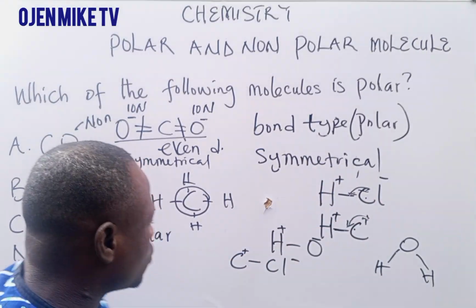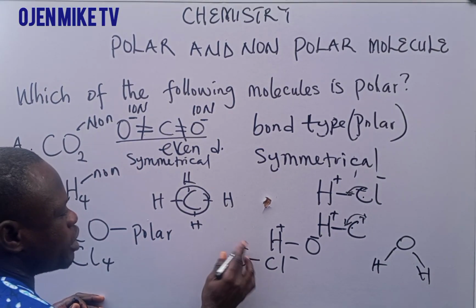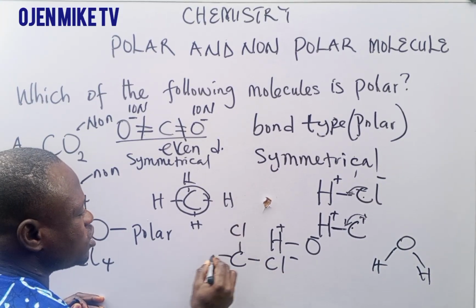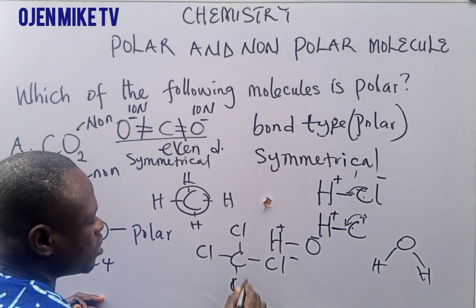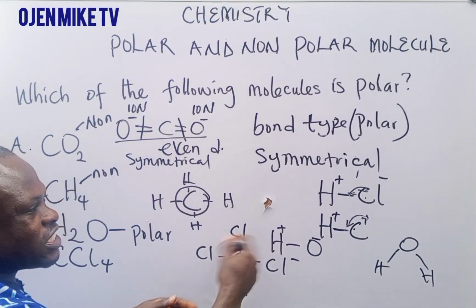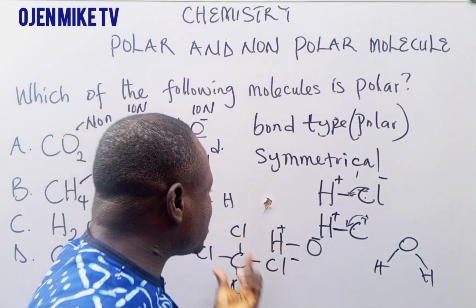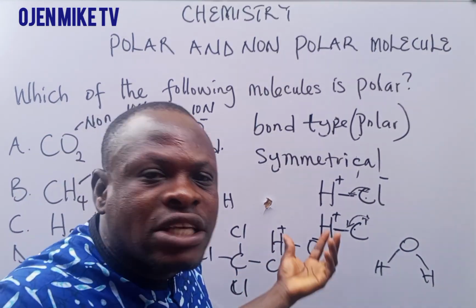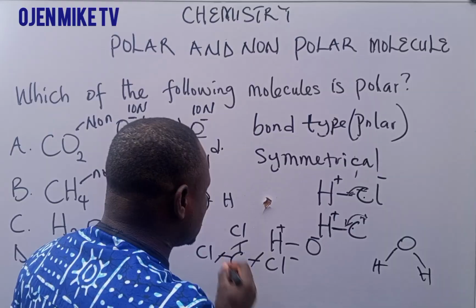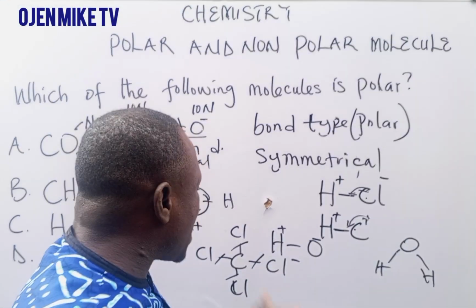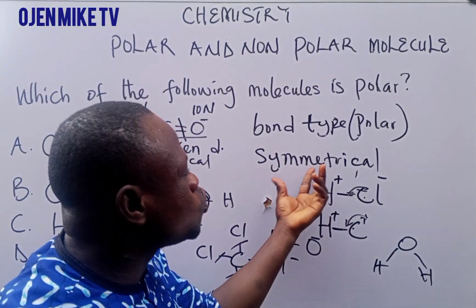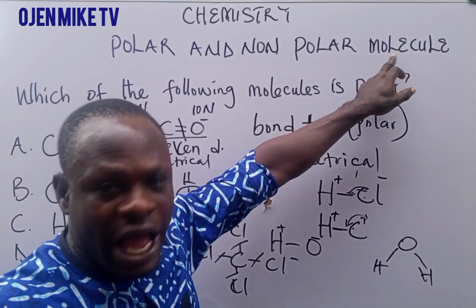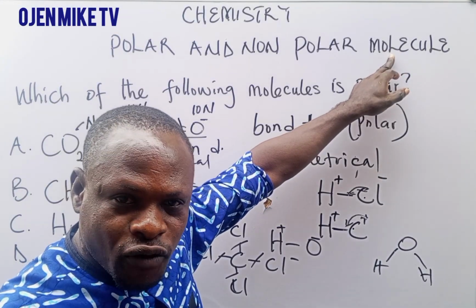That is the shape of the molecule. If you look here, carbon is surrounded by four atoms of chlorine. This one is chlorine, this one is chlorine. Therefore, this shape is symmetrical. And any shape that is symmetrical, the dipole can easily cancel itself. So if it can easily cancel itself, it means that it is non-polar. Are you following?